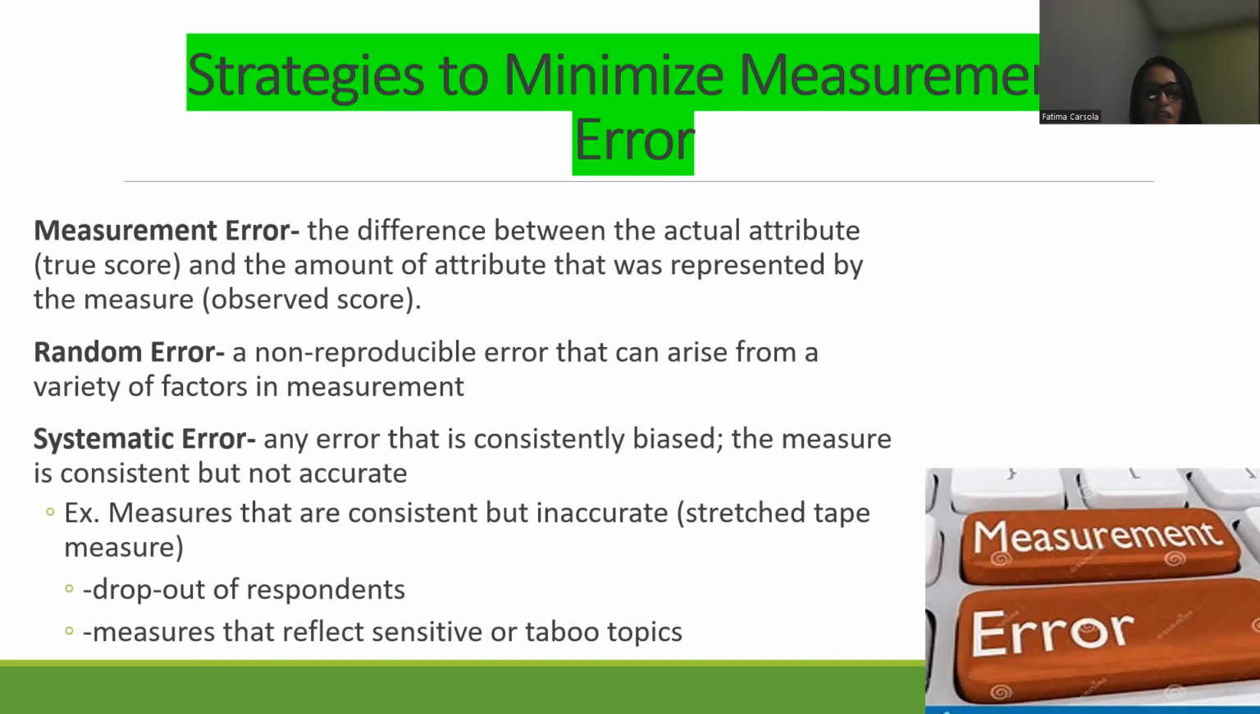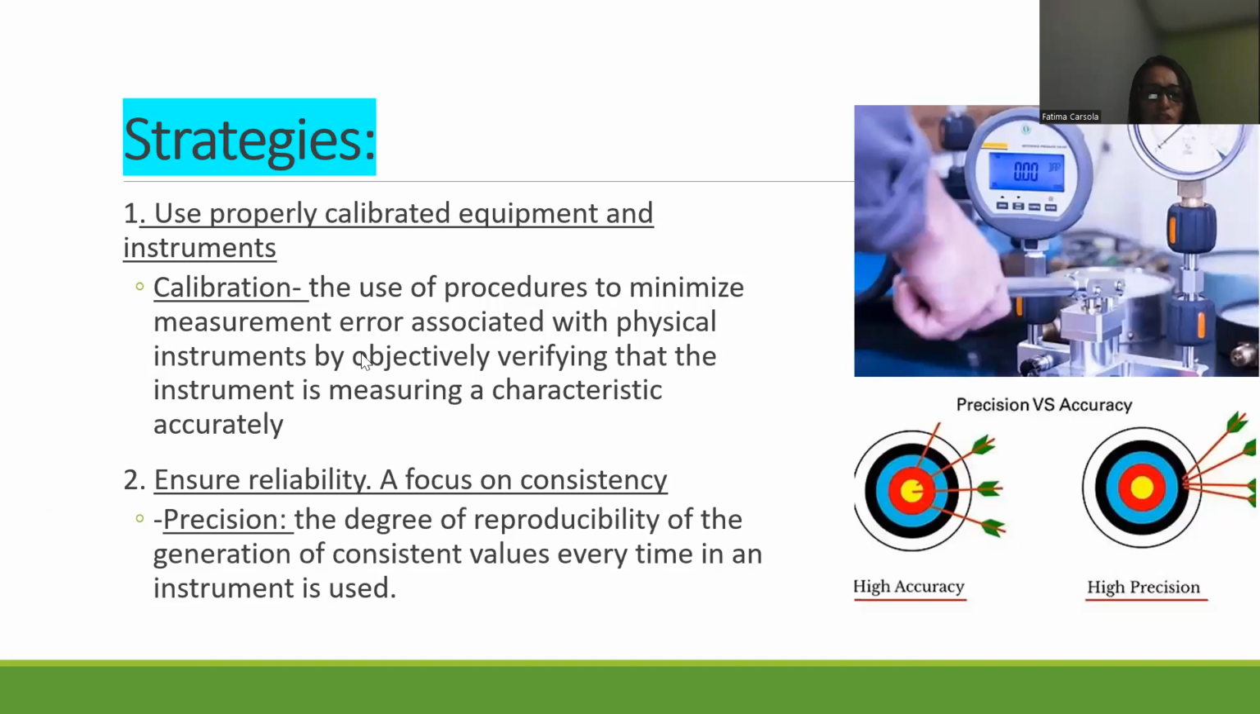So variability in this measurement could be due to anything other than a change in the underlying attribute, and that represents the error. So you have to minimize measurement error. Okay. Strategies: you have to use properly calibrated equipment and instruments. So, for example, when you are assessing the blood pressure of a patient, you have to make sure that all the BP apparatus that you are using are calibrated. Okay? And of course, number two, ensure reliability and a focus on consistency.